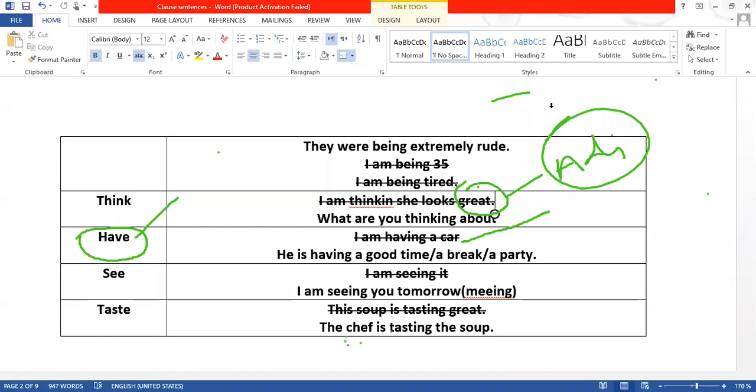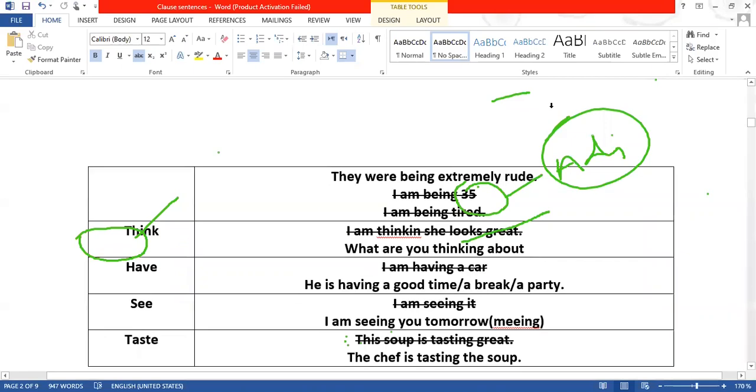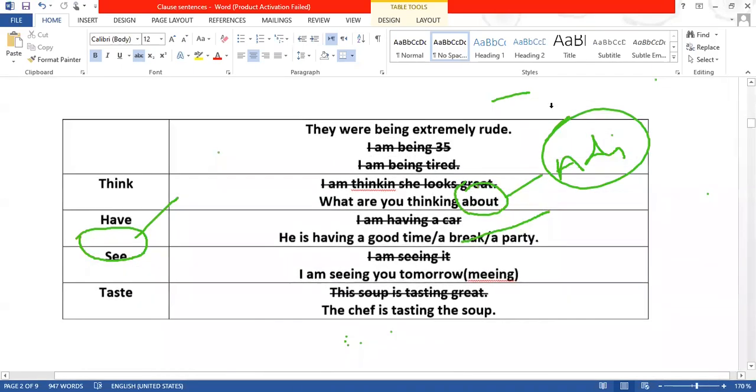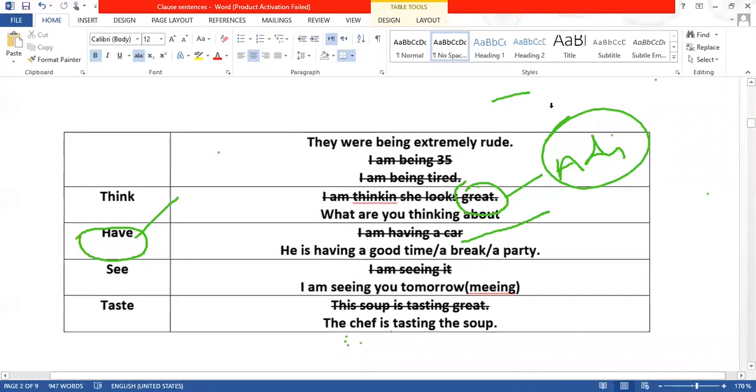But have, you cannot say it even in Urdu, that मैं गाड़ी रख रहा हूँ. No, you just say मैं गाड़ी रखता हूँ. I have a car. You cannot say it in a continuous tense, मैं गाड़ी रख रहा हूँ. That one will be wrong. Do you understand?